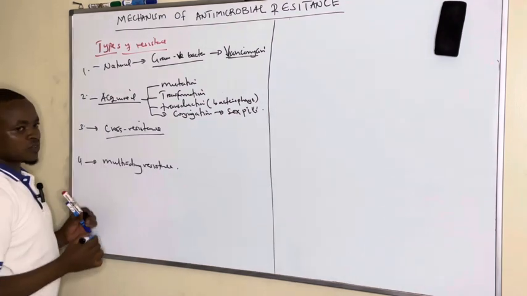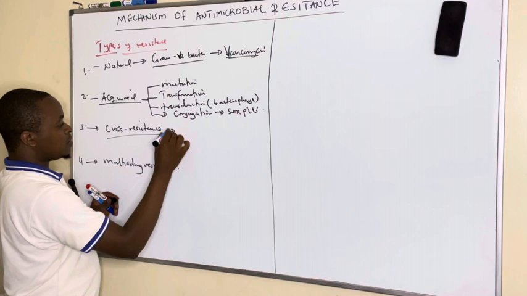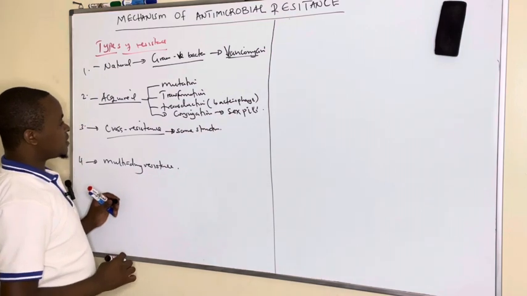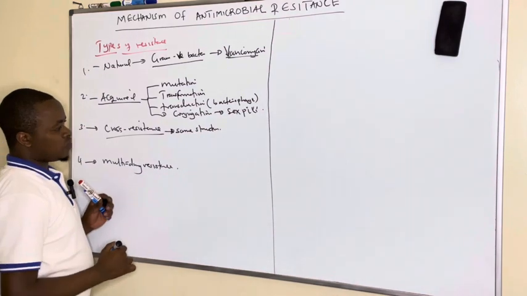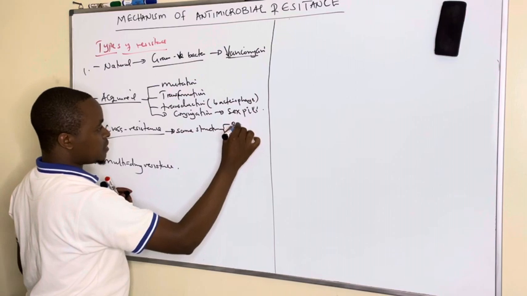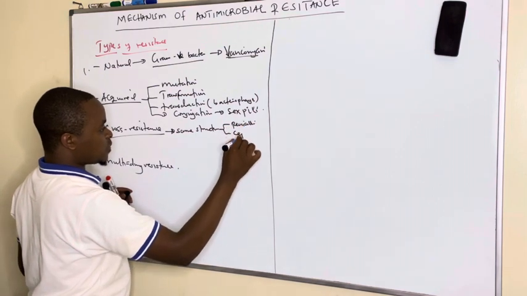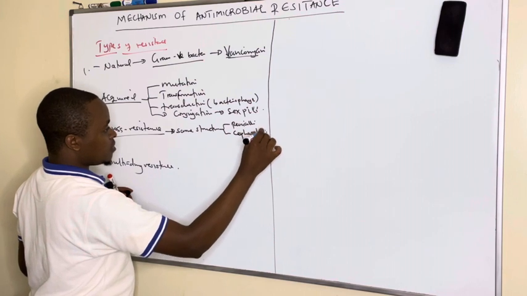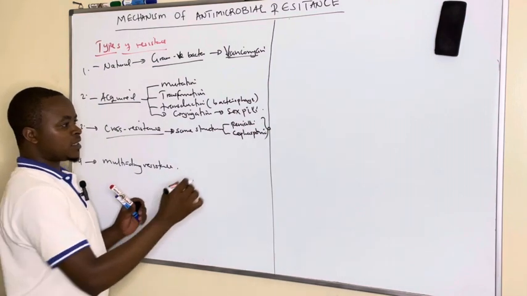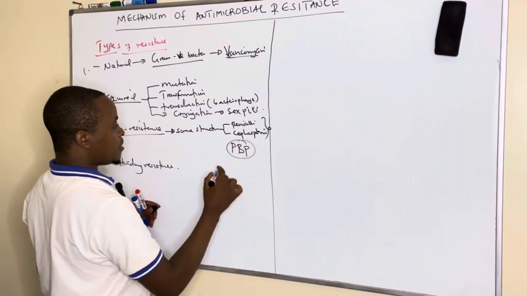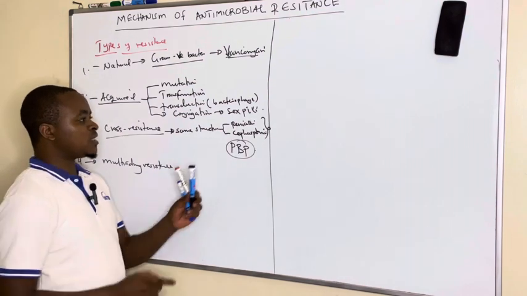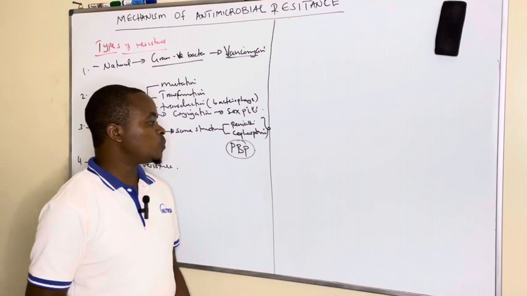Then under cross resistance, this happens in drugs with the same chemical structure. When the drugs have the same chemical structure, we see them being resistant. For example, the penicillins and the cephalosporins all target the same thing, that is penicillin binding proteins. And because they target the same, there is cross resistance. An organism which is resistant to penicillin can be resistant to cephalosporins due to cross resistance.